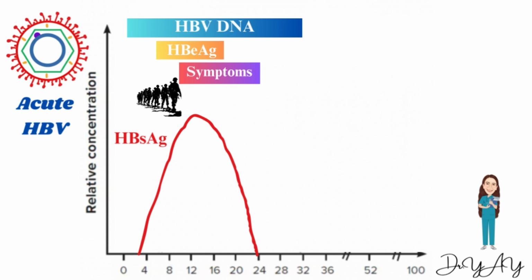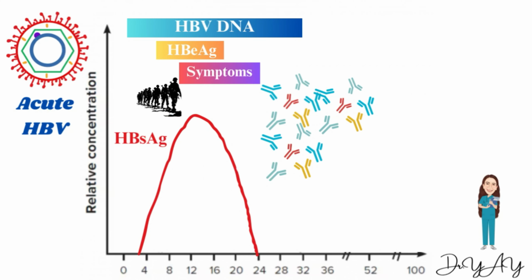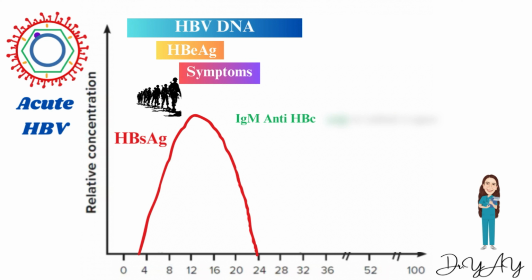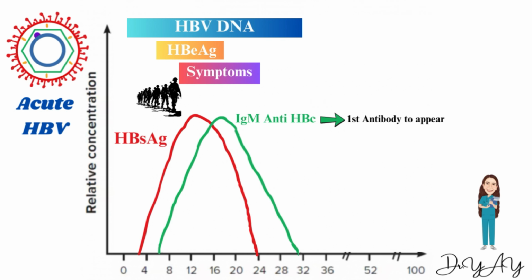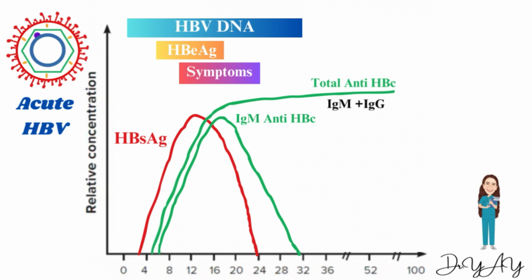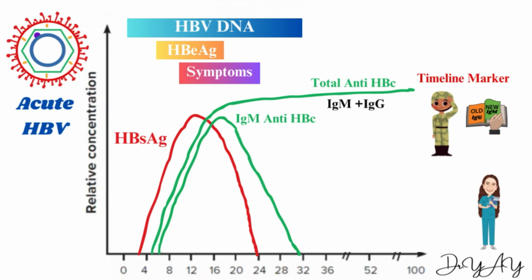The immune system will start producing the antibodies that we mentioned earlier, and the first antibody to appear is the IgM anticore antibodies, denoting recent infection. And over time, the IgM levels decline and are replaced with the IgG anticore antibodies, which persist for life, regardless of the fate of infection, whether the patient achieves recovery or chronicity, serving as a lifetime marker. Do you remember the scar on the soldier's face?